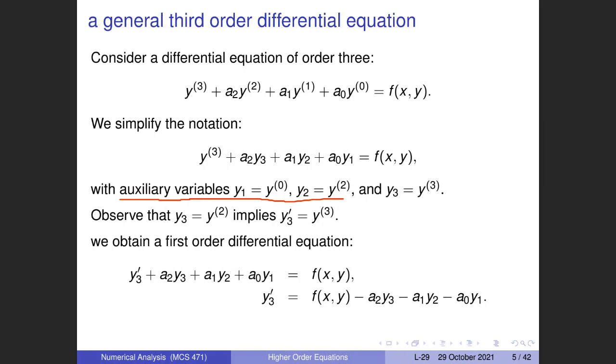With this notation, we can then derive the equation. And now I see that there is an embarrassing bug in the slide. This should have been a 1 here, and this should have been a 2. Let me fix this. Because we have that y3, which is y2, so here it is correct. We then can replace the original equation with a first order differential equation.